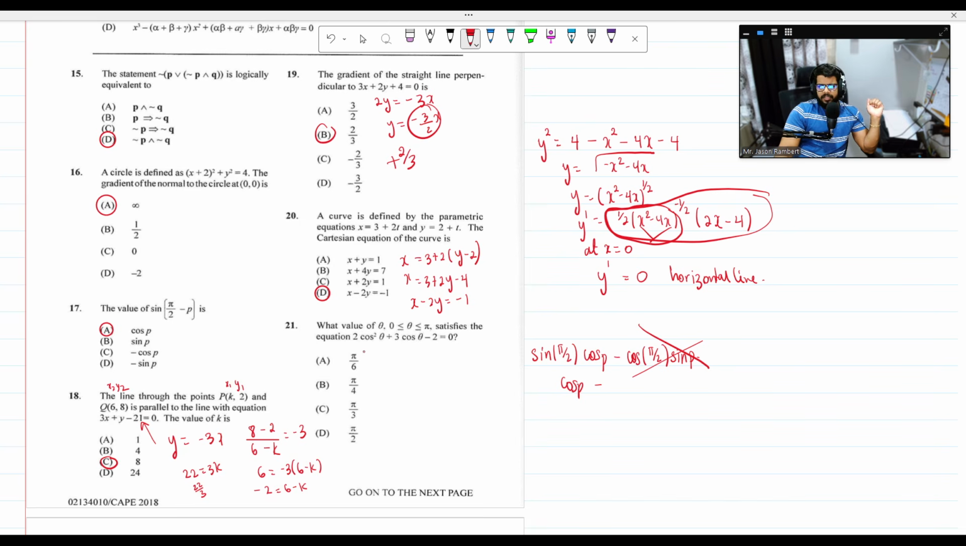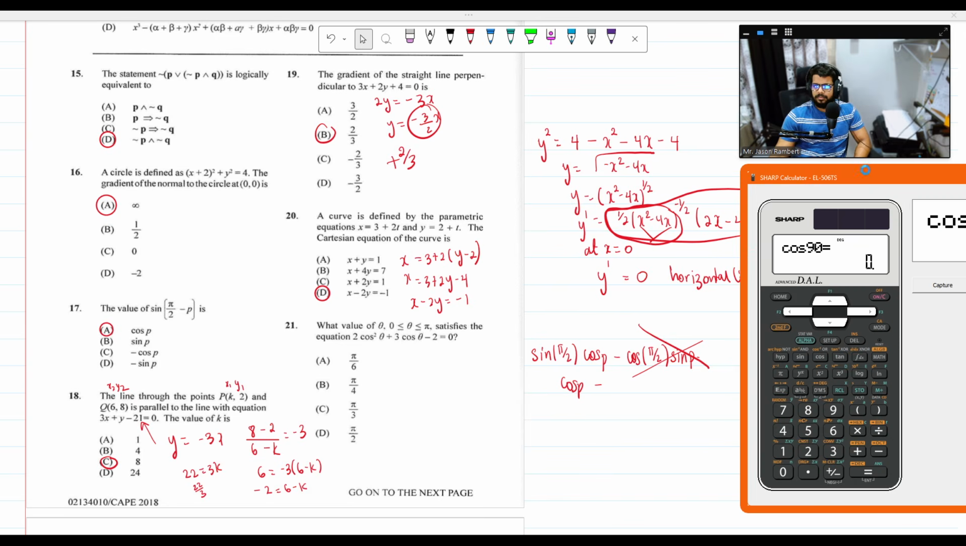What value of theta between 0 and pi satisfies the equation 2cos squared theta plus 3cos theta plus 2 is equal to 0? Now, there is the easy way and the easier way. The easy way to do this is to go ahead and solve the equation. The easier way is to plug in theta is pi on 6 and see if it's working, plug in pi on 4, pi on 3, pi on 2, and see if the equation works. So let me show you what I mean.